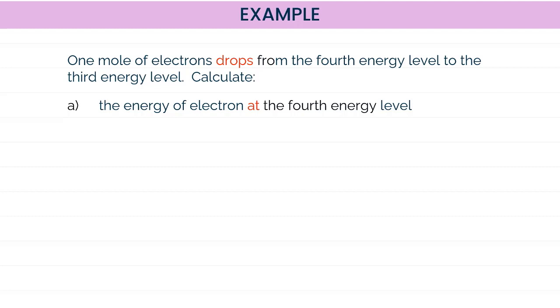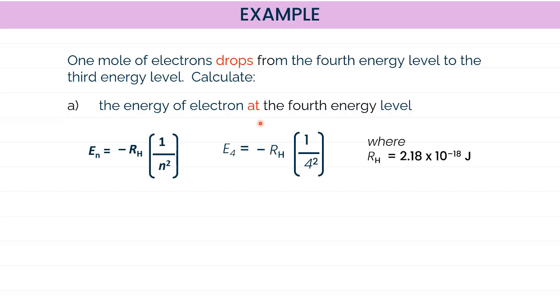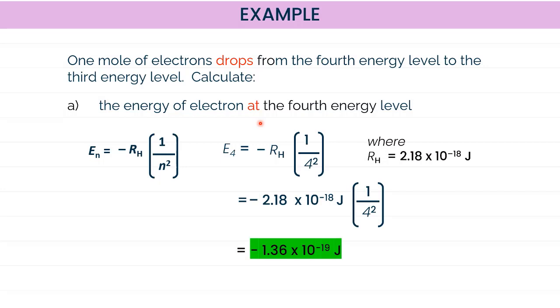Let's try this one example. Given 1 mole of electrons drops from the 4th energy level to the 3rd energy level. From the statement, we could say the transition of electron happens from n initial of 4 to n final of 3. But as for A, the question asks for energy of electrons at the 4th energy level, meaning it asks for energy at n equal to 4 only. For individual energy level, we're going to use the equation from the second postulate, negative RH 1 over n squared. Substitute n is equal to 4, and the Rydberg constant is 2.18 × 10 to the power of negative 18 joule. You will get this answer of negative 1.36 × 10 to the power of negative 19 joule. Please remember, for every energy of electrons at a particular orbit, the value is going to be negative.